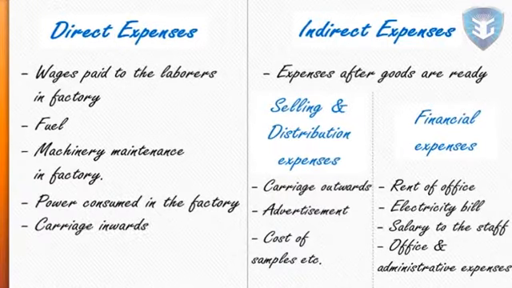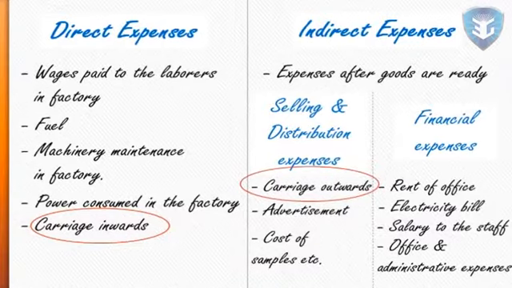Carriage inward, because when you pay carriage inward, basically you are paying carriage on purchases. It means the goods were not yet produced, because I have already told you the expenses incurred after production are called indirect expenses. So carriage inward is a direct expense, but carriage outward is an indirect expense.